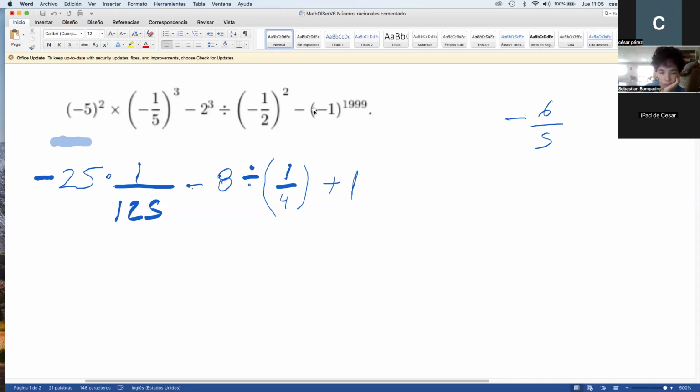Okay. So, okay. Here we will get 1/5 when we work with this and this. Okay. 1 divided by 5 minus. Here we are going to divide 8 by 1/4. I think that we will get 32 plus 32 plus 1.